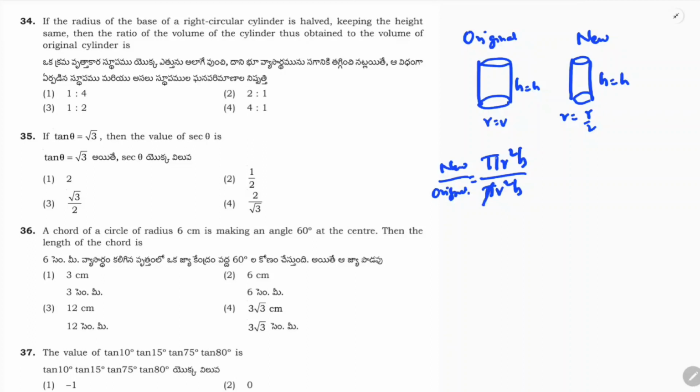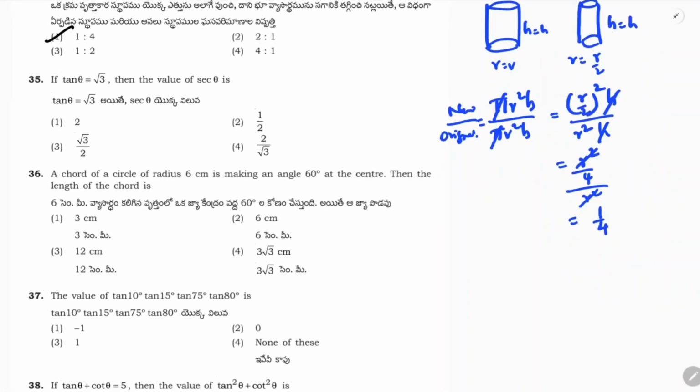So pi and pi cancel. New one, radius is r by 2 whole square, times h. Old one, radius is r square, height is h. h cancels. r square by 4 by r square. r square cancels. 1 by 4. So the ratio is 1:4. The correct option is 1.